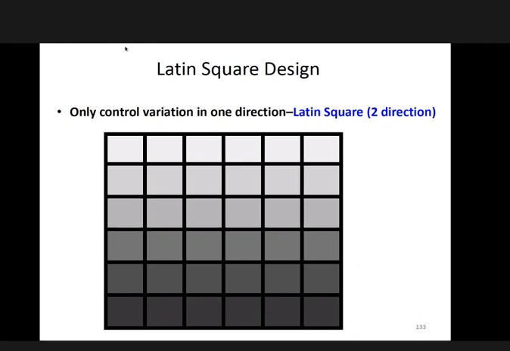Okay. So in that case, I can look at the infiltration rate of a sandy soil. I can look at the infiltration rate of a clay soil. I can look at the infiltration rate of, say, loam soil. This can be my 3 treatments.